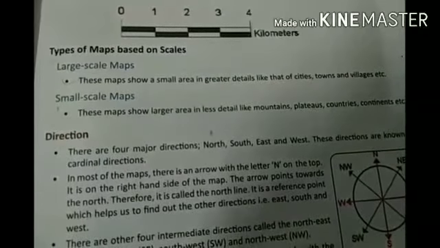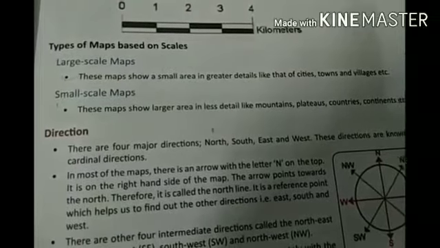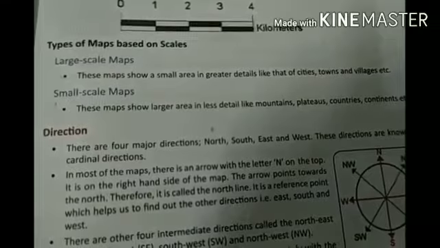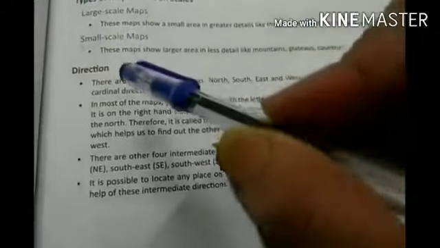But the detail which they show will be less, because the whole detail they will not be able to show about countries and the continents we talk about. But in the large scale map we get more detail, because the area is small, and in this the area is large.